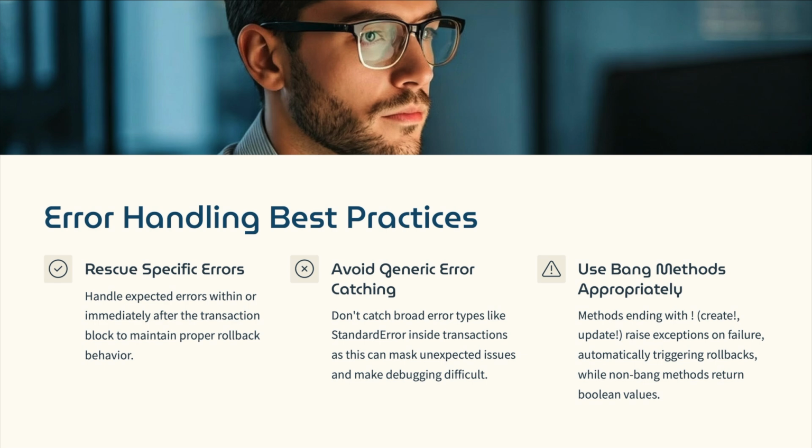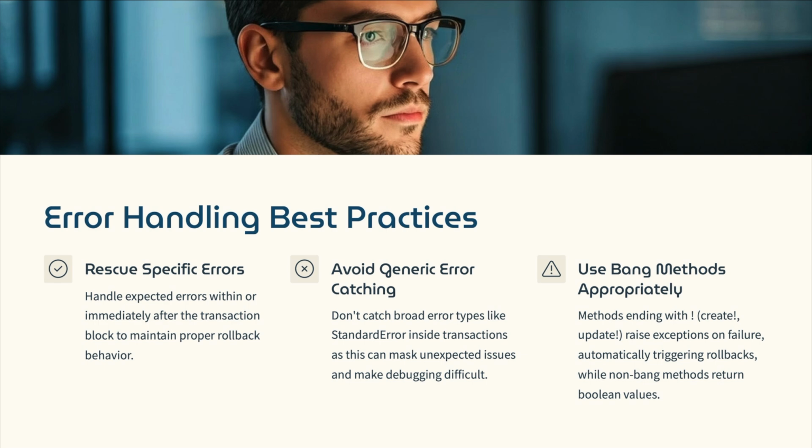Right, and that ties into using those bang methods, save!, update!, destroy!, inside transactions, doesn't it? Yes, exactly. That's a really key point from the sources. Those bang methods are designed to raise an exception if they fail, like if validation doesn't pass on save!. So if you use user.save! inside your transaction block and the user is invalid, boom, it raises an exception. The transaction block catches that exception and automatically rolls everything back.